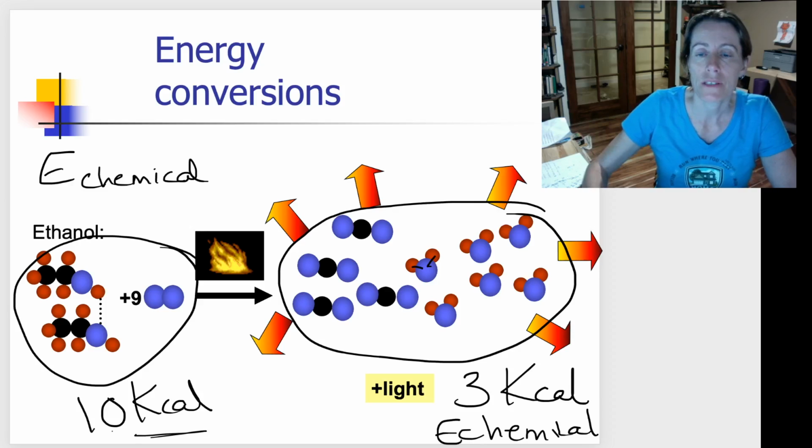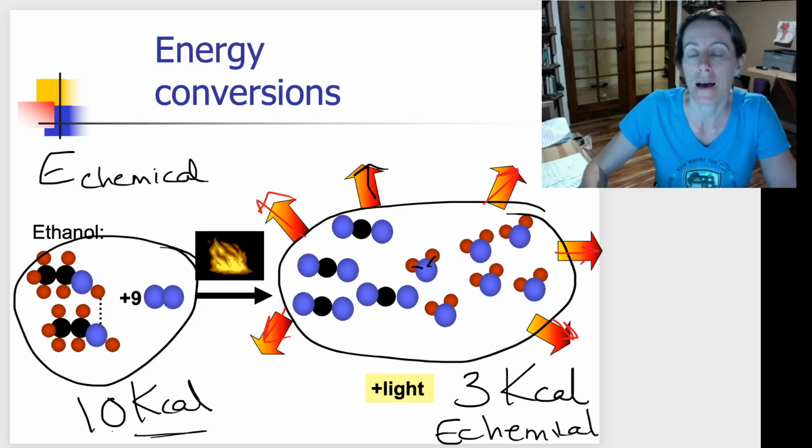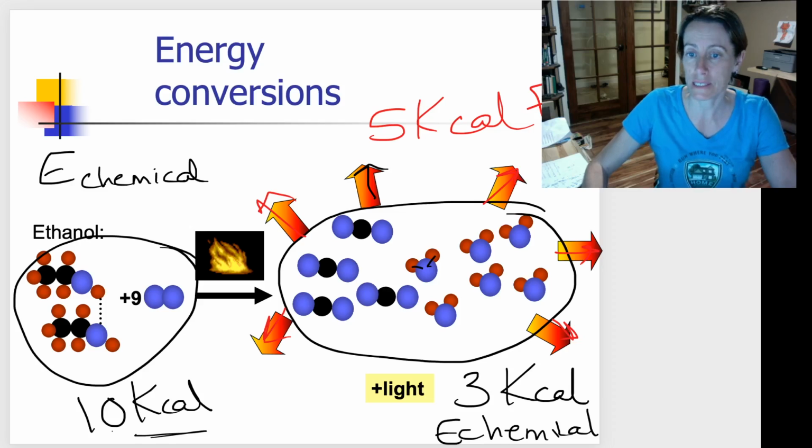So you can see all these red arrows here pointing. This is supposed to symbolize that heat comes off. When you burn alcohol, you get a flame, and the flame is warm, like from an alcohol burner. So let's say perhaps 5 kilocalories of heat, E-thermal or E-heat, is released.